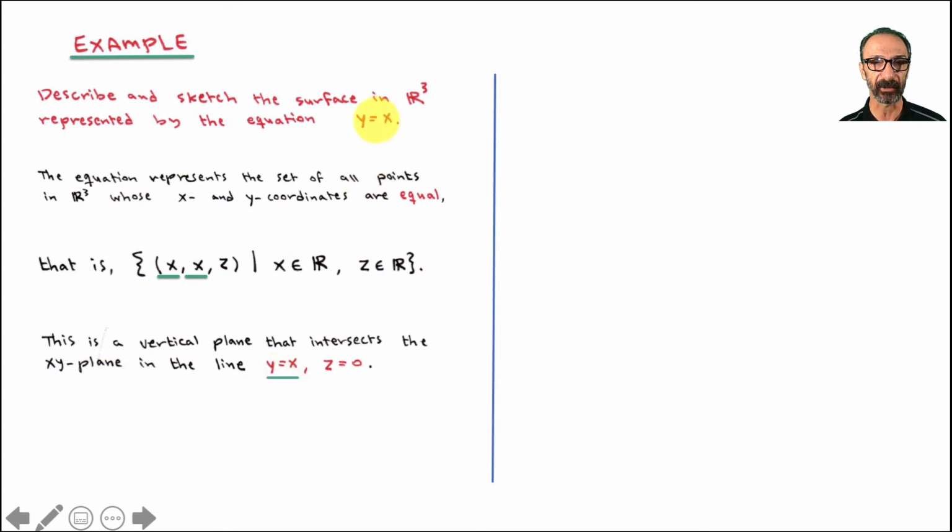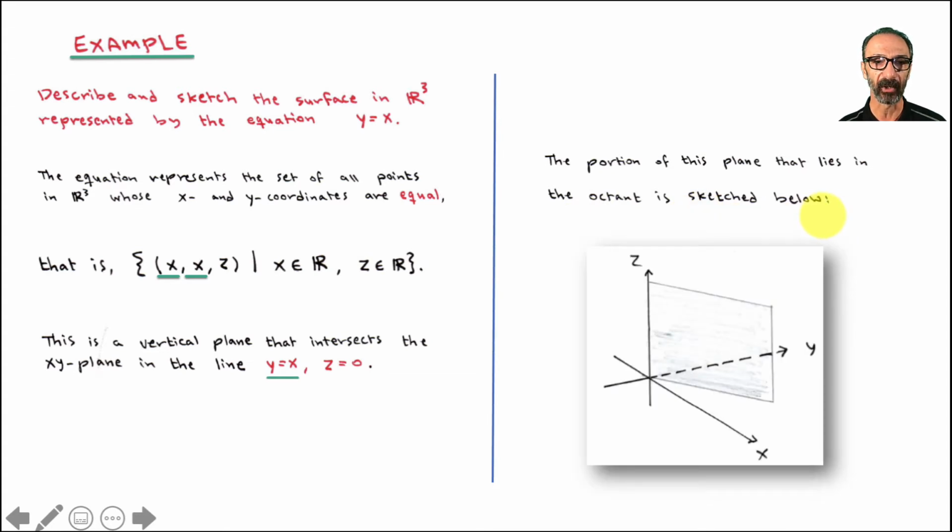That's my condition. And if you want to intersect the XY plane, you are saying I'm not moving up, I'm not moving down, so z equals 0. The portion of this plane that lies in the first octant is sketched below. Here we go. So when you are looking at the plane x and y, and you're saying y equals x, that's this line. It's 45 degrees from the positive x-axis.